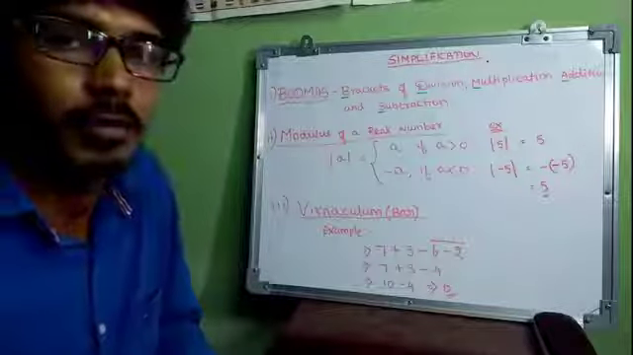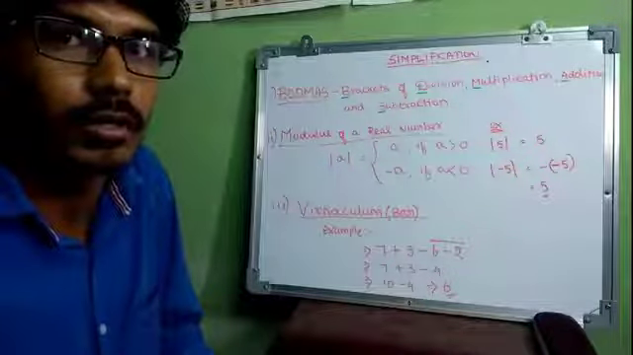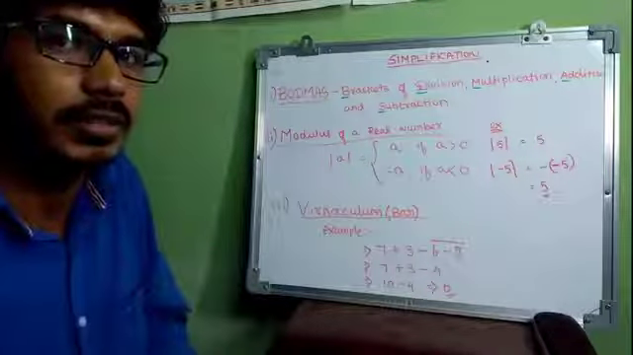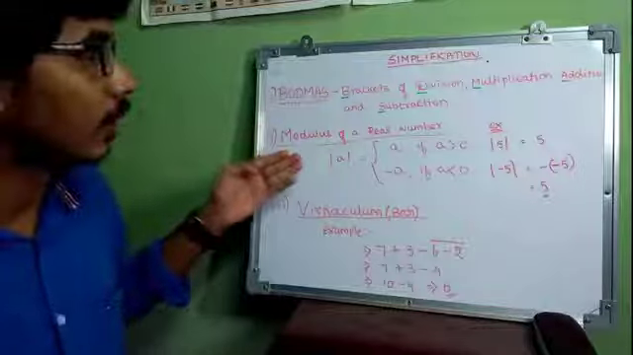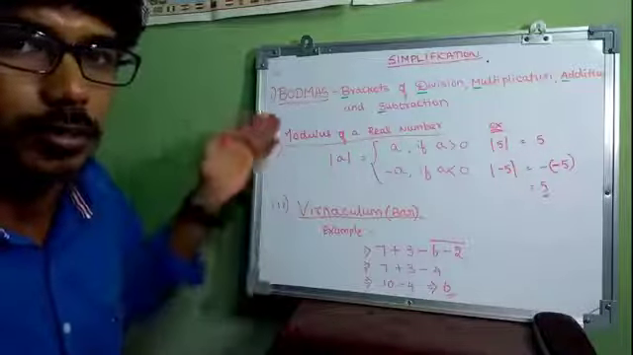In order to solve simplification problems, first you should learn the basics. There are three basic things in simplification. The first one is BODMAS, the second one is modulus of a real number, and the third one is vinculum. Okay, let's see one by one.